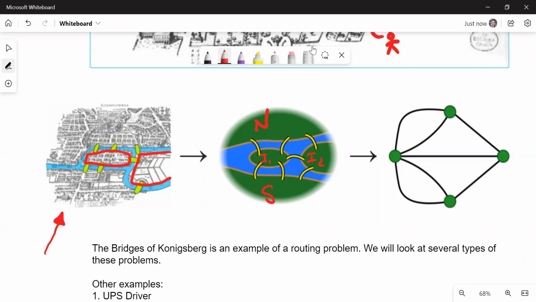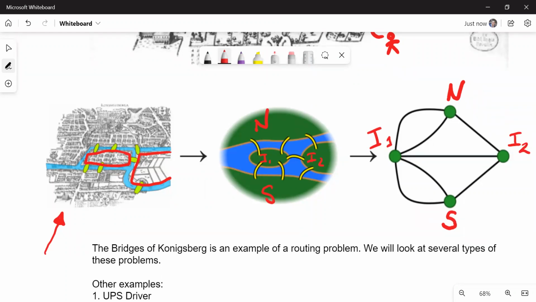So what ends up being important is these 4 chunks of land, which Euler represented with dots, and then 7 connecting bridges. So maybe you can see how the North bank becomes just this one dot, right? So this chunk of land becomes a single dot, and then the South becomes a single dot. Island number 1 becomes a single dot, right? I'll just call this I1 over here, and I'm using I2 for island number 2. And then the lines connecting them are the bridges, right?